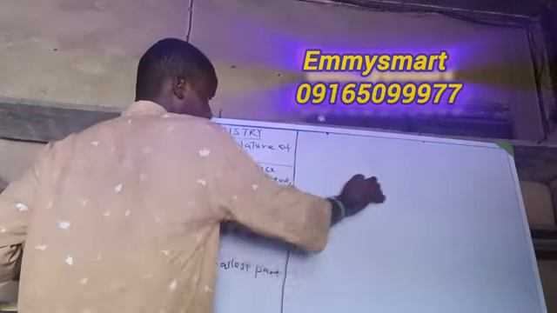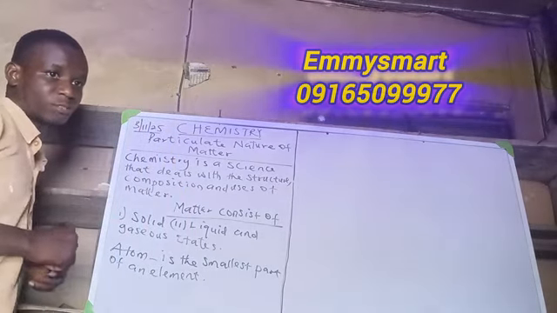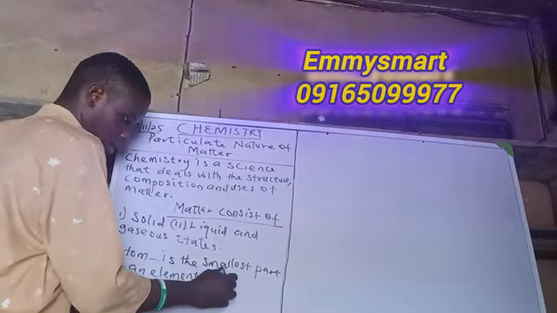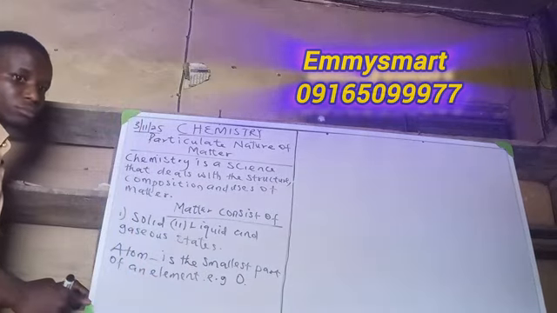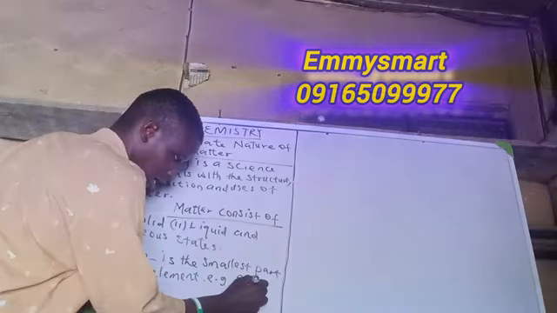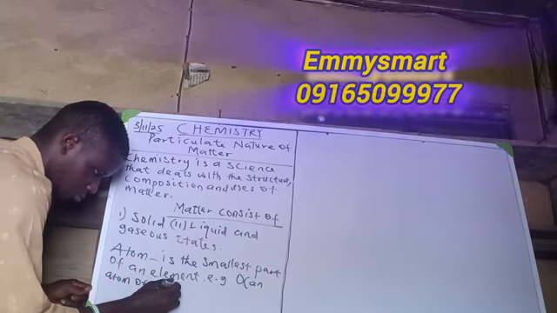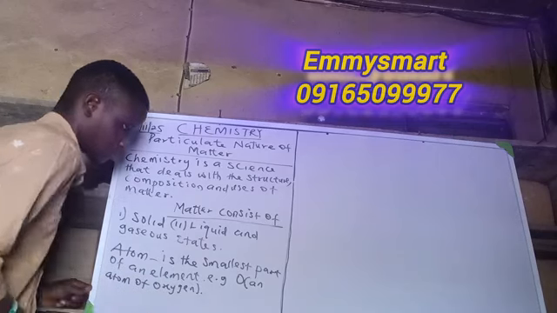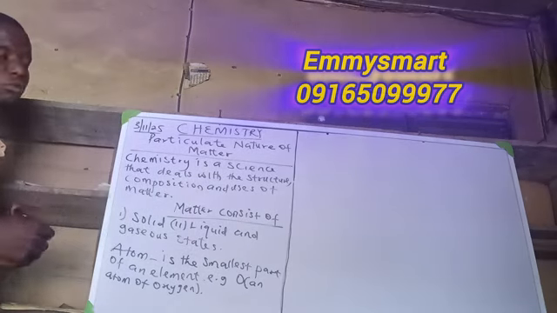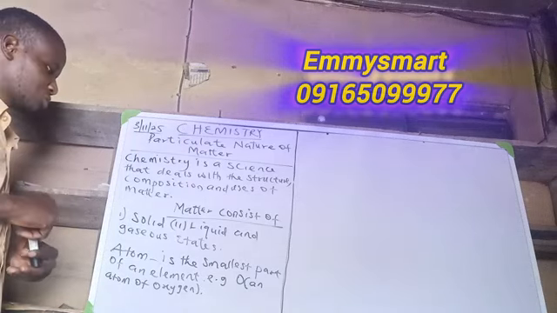So an example of an element will be what? Oxygen is an element, right? So oxygen is an element. An atom of oxygen is this, right? Then we have an atom of oxygen. So we could also have hydrogen, an atom of hydrogen, right? We also have carbon, an atom of carbon.